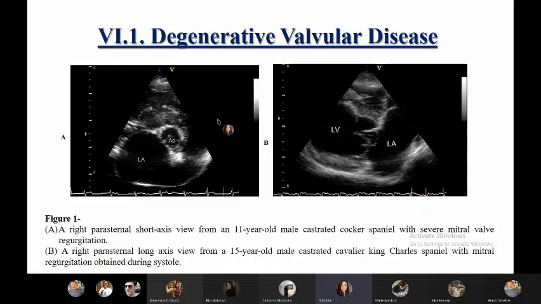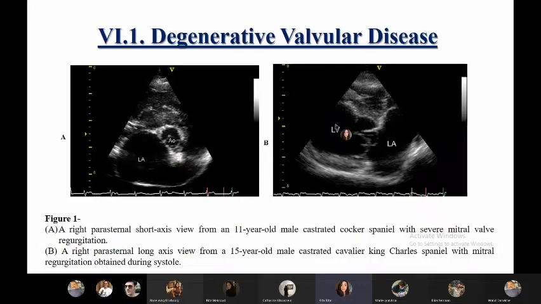In these 2D images, these are two different cases of MVD. In A, we have a marked dilation of the left atrium. This dilation is mainly caused by the volume overload caused by the regurgitation of the blood from the ventricles into the atrium. There is dilation of the left atrium, and there is a 2-to-1 ratio, which means that the left atrium is 2 times bigger than the aorta. Most of the time, this is an indication of heart failure.